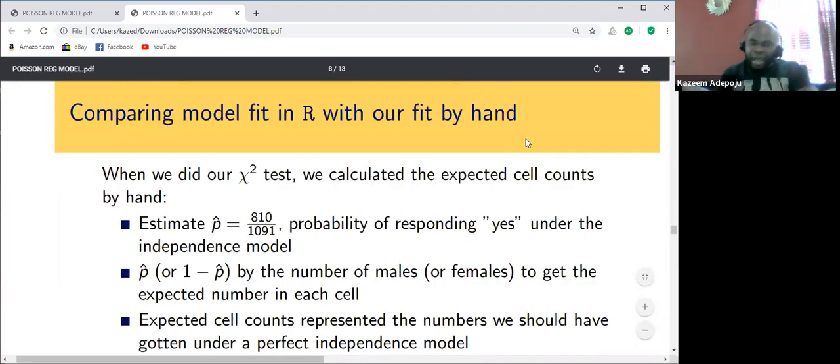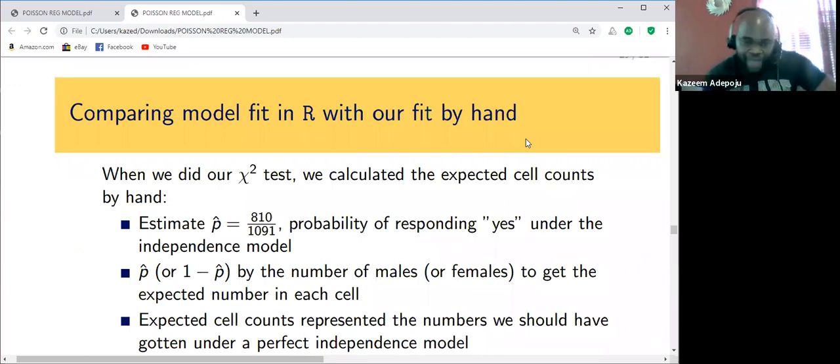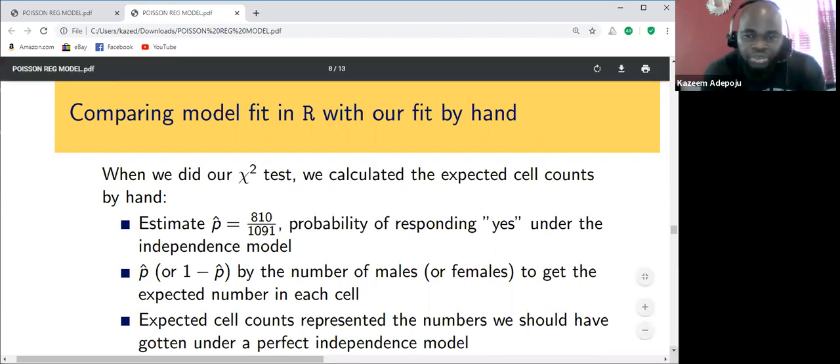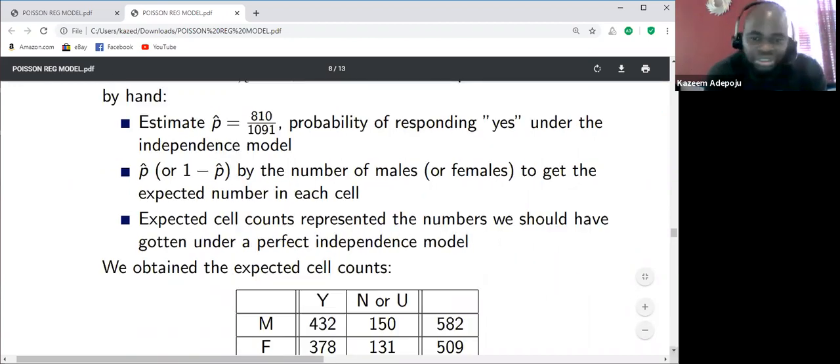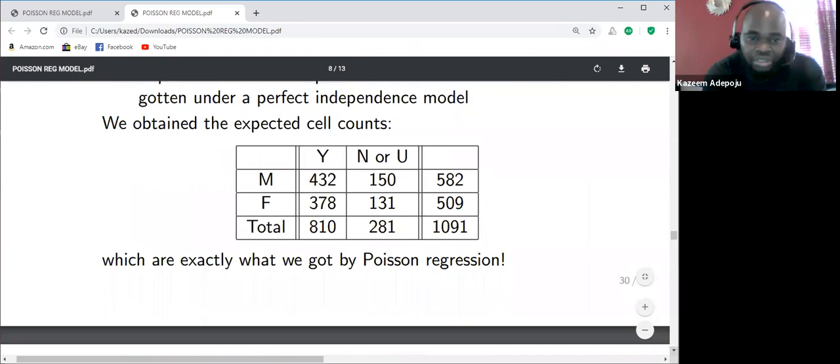Comparing model fit in R with our fit by hand. You remember we did it before, when we were dealing with chi-squared, that we calculated the expected counts by hand. First we got the probability of yes, a 0.7 something, and later we obtained the expected counts by hand. The values that we got are exactly the same as the values we got using Poisson regression.